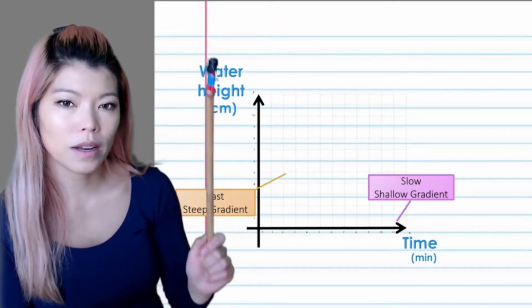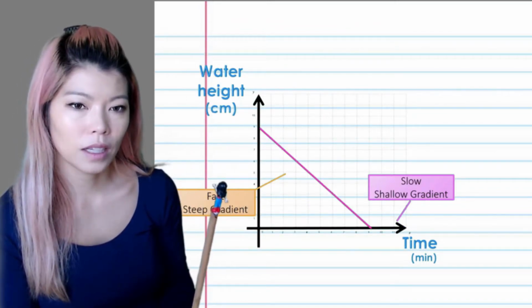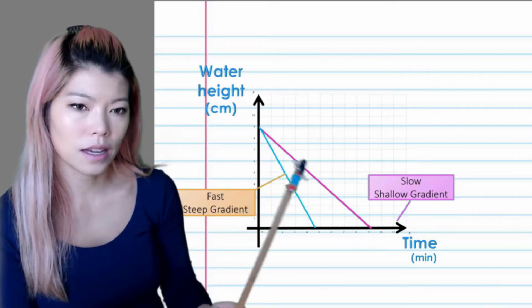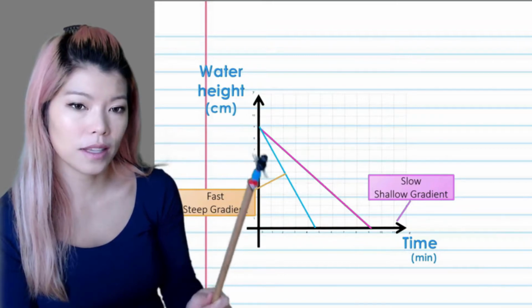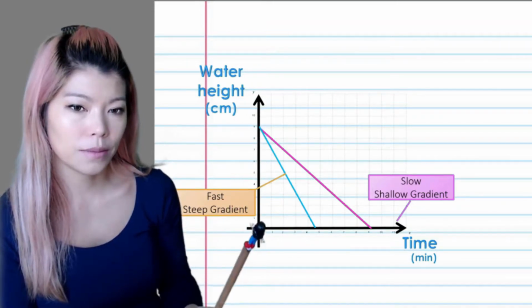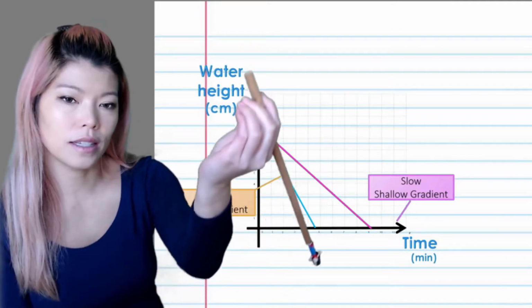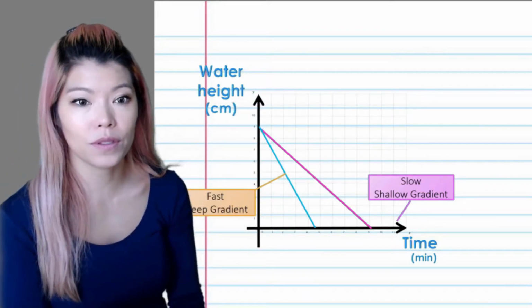What about when we talk about water height? Well, we can have, again, the same graph to describe how much water is in a container, and we can see that the blue container has been emptied in less time. So again, the steeper it is, the faster it moves.